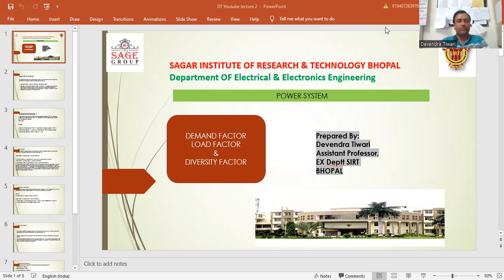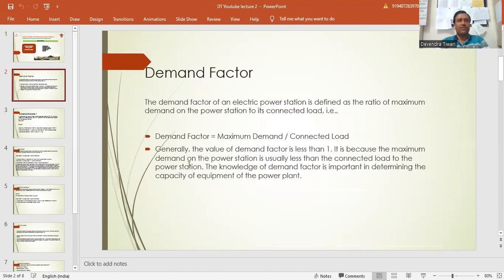So I'm going to slide number 1. First we will see what is demand factor. The demand factor of an electric power station is defined as the ratio of maximum demand on the power station to its connected load. That means demand factor simply is the ratio of maximum demand on the power station to its connected load.